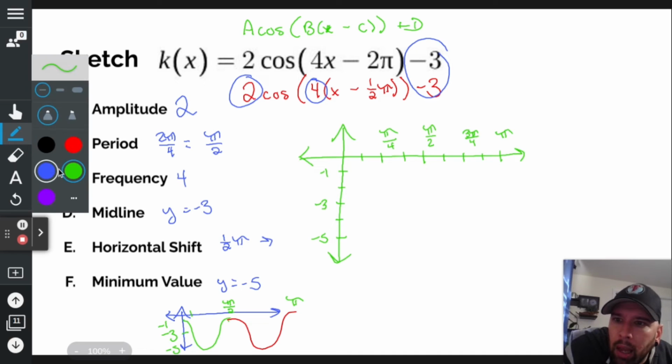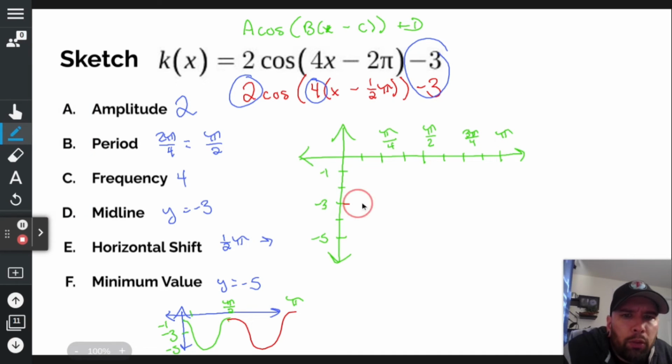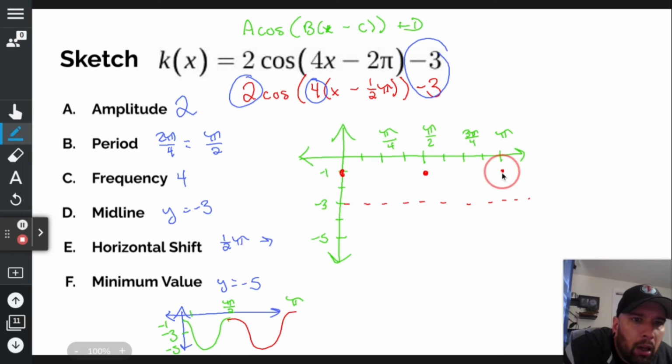My midline occurs at -3. As we learned, shifting it to the right pi over 2 does really nothing. So it repeats, goes down, and then comes back up, goes down and comes back up. Which means it bottoms out completely at pi over 4, comes back up, bottoms out completely at 3 pi over 4, and every 1/8 of a pi is where I cross the x-axis.